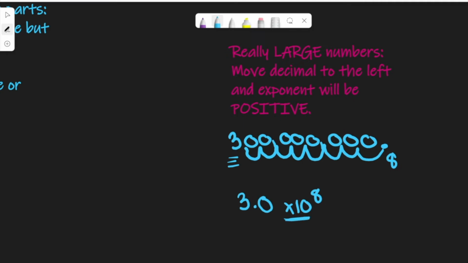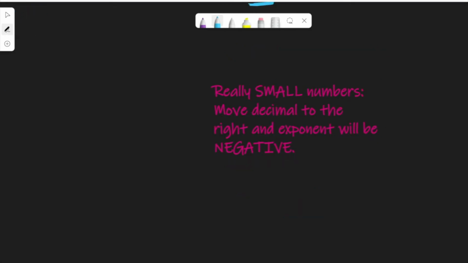You can prove this to yourself by plugging this into your calculator. If you plug in 3.0 and you plug in times 10 to the 8th, you should be able to get this number up on your calculator. What if we're dealing with really, really small numbers? So for example, what about this number?